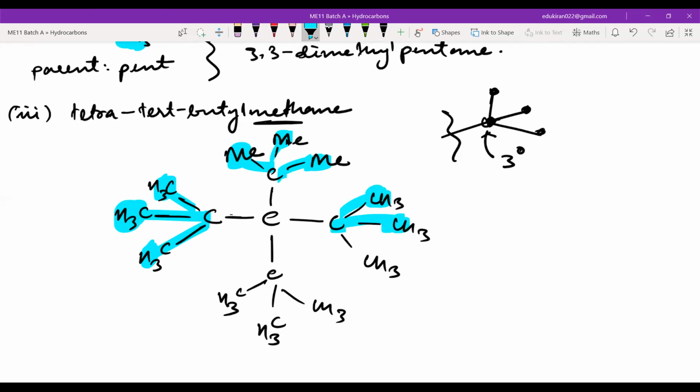Okay, and then the next junction, if I start from any of them, is again at the next carbon atom. From here also it is at the next carbon atom. Here also, and here also, from the next carbon atom. So all of these are the same carbon atoms, so I can start from anywhere.